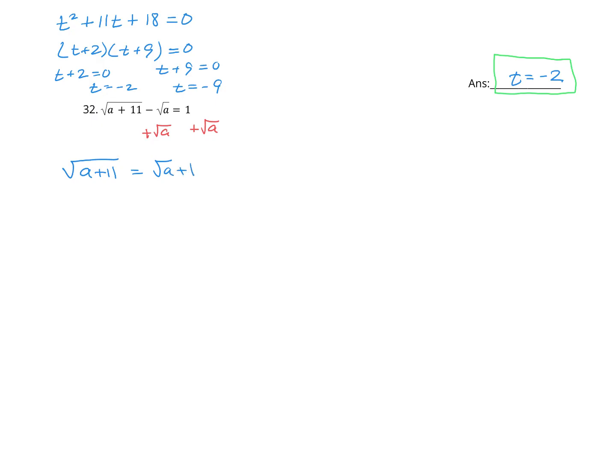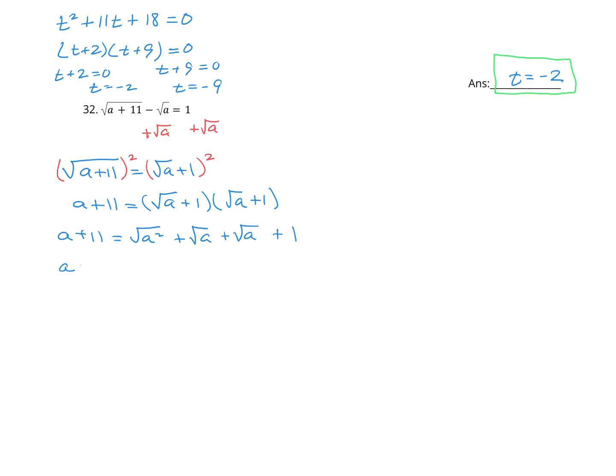Just like before, I'm now going to square both sides. So that makes a plus 11, and that's the square root of a plus 1 times itself. Remember, that's what squaring means. So a plus 11 is equal to the square root of a. I'll just write it out. That's the square root of a squared, and then we get 1 square root a plus another 1 square root a, and then 1 times 1 is 1. Simplifying and combining like terms, the square root of a squared is just plain a. Square root of a plus square root of a makes 2 square root a's, plus 1.